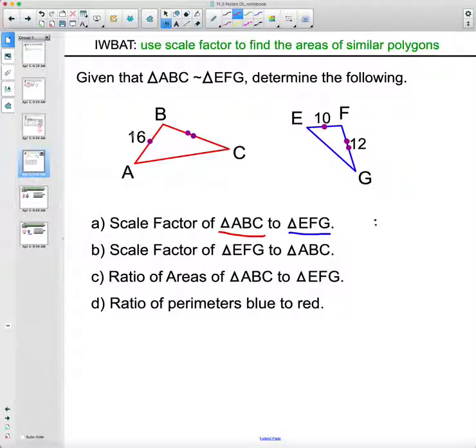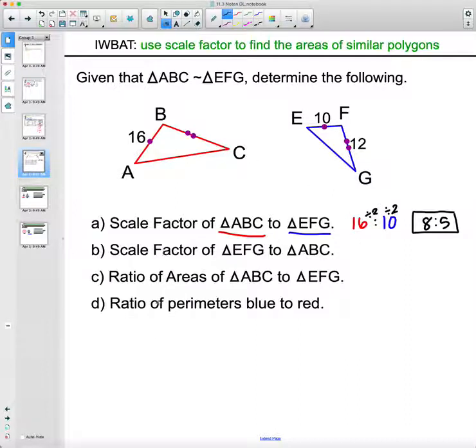From this red shape, we get a 16. And the corresponding side to that in the blue shape is 10. So 16 to 10. And then we would want to simplify out any common factors. Both of these divide by 2. So you would simplify that and get 8 to 5 for the ratio of the scale factor of the red shape to the blue shape.